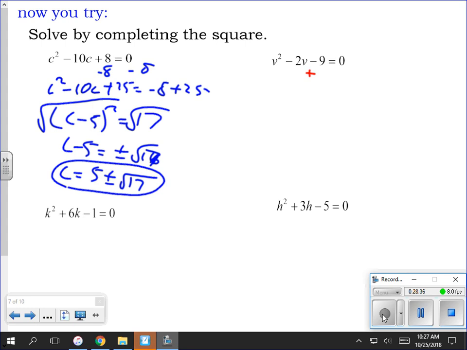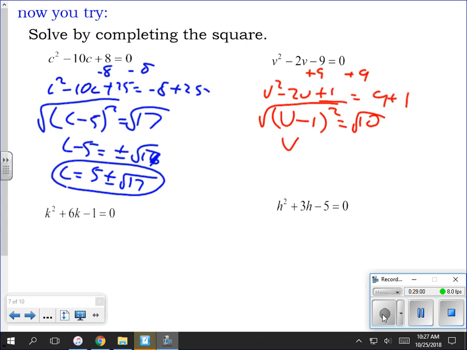On the next one, I add 9 to both sides. v squared minus 2v blank equals 9. Half of -2 is -1. Square that, I get +1, so I add 1 to each side. Plus 1, plus 1. v minus 1 squared is equal to 10. Square root both sides. v minus 1 is equal to plus or minus the square root of 10. Add 1 to each side. v equals 1 plus or minus the square root of 10.